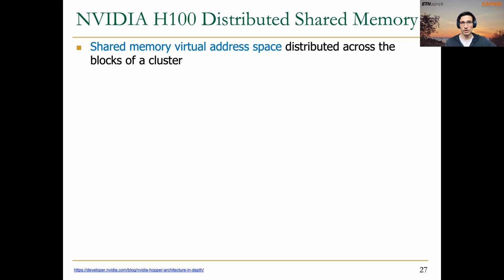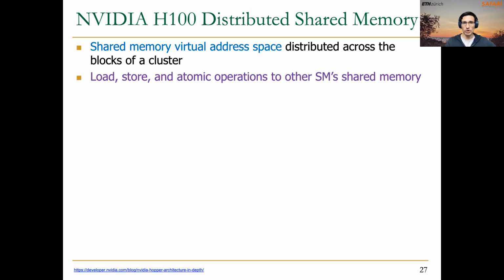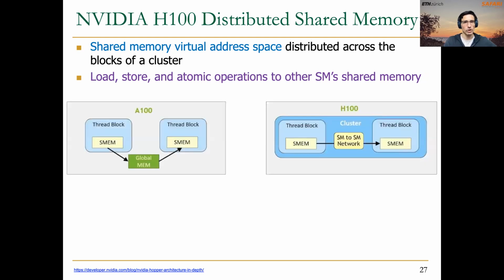It's possible for them to share data that resides in their own shared memory. And that's possible because there is now a shared memory virtual address space. So one thread block can load, store, or perform atomic operations to the shared memory of other SMs that is in use by other thread blocks.